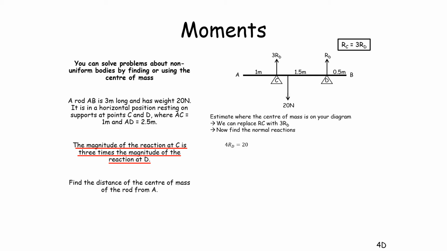So 3RD plus RD, 4RD is equal to 20. So that means reaction at D is 5. So that means reaction at C must be 15 because reaction at C is 3 times the reaction at D.